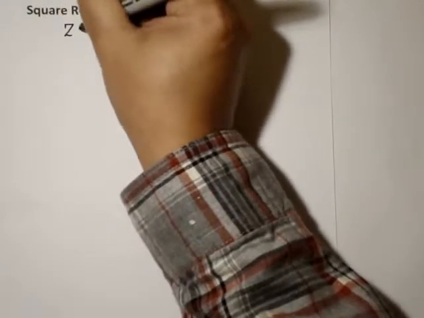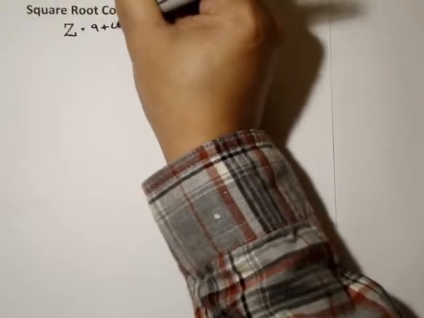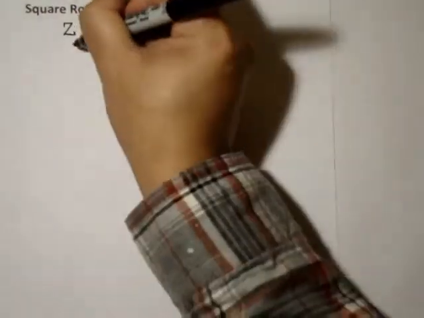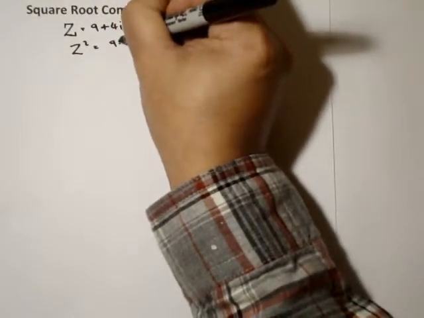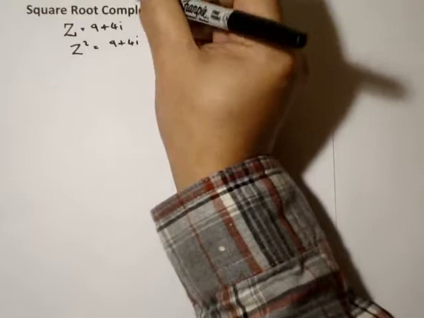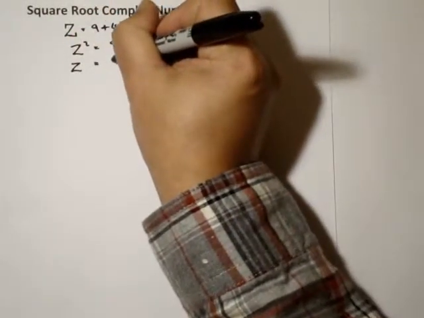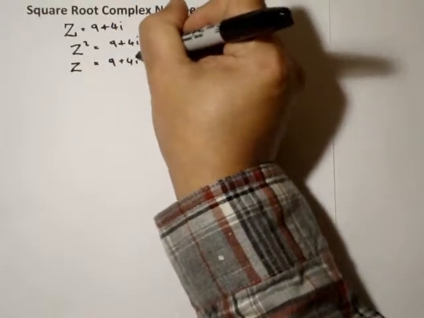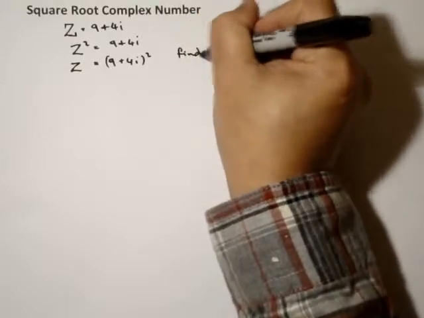Now a slightly more difficult square root of a complex number. So if we have z squared equals 9 plus 4i, and our z, because it's z we want to find, is the square root of 9 plus 4i.